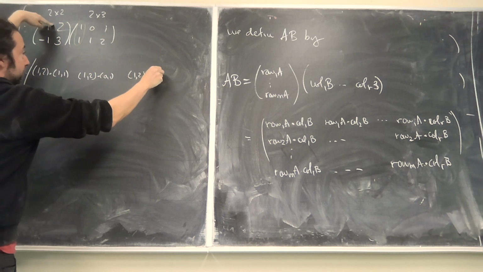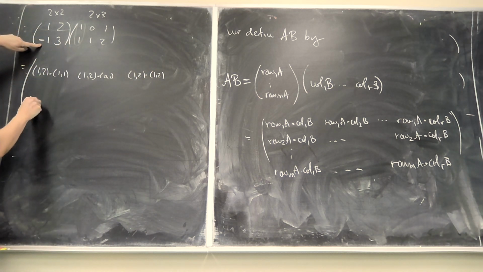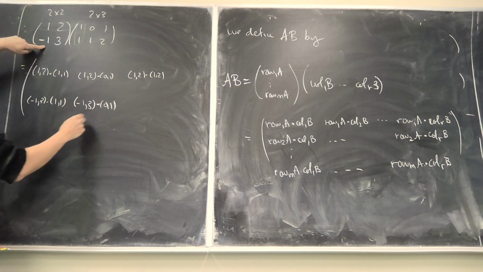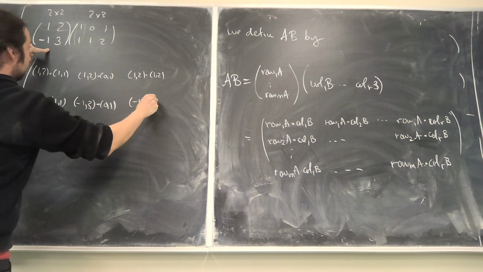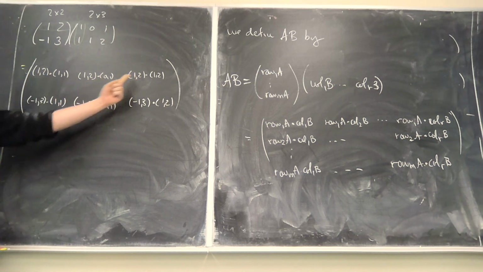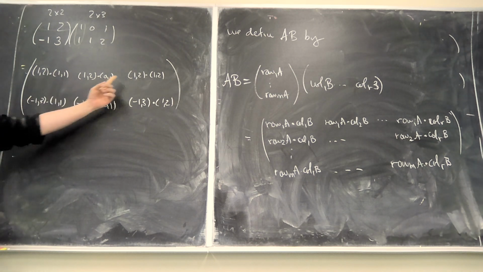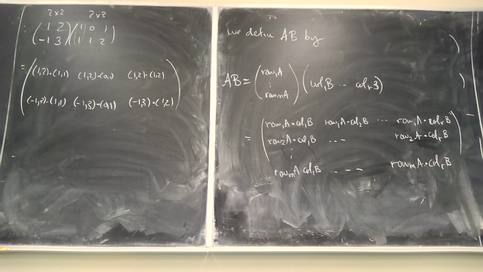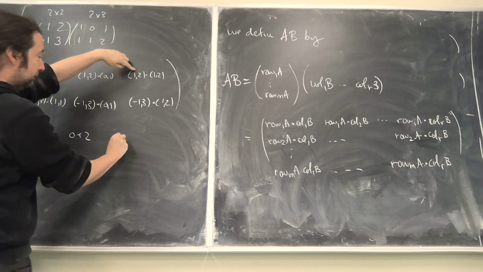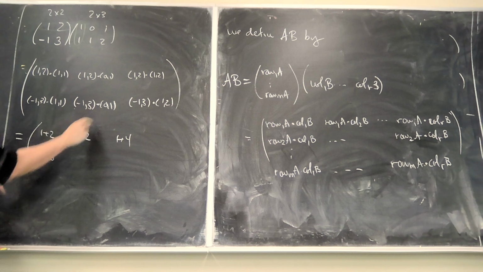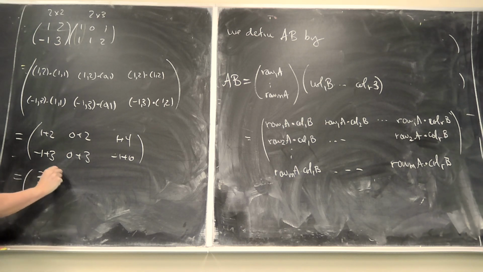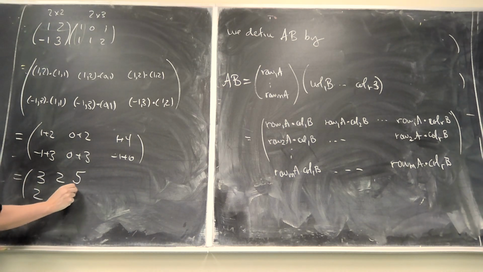(1, 2) dotted with (1, 2). Then second row times first column: (-1, 3) dotted with (1, 1). Second row, second column: (-1, 3) dotted with (0, 1). Second row, third column: (-1, 3) dotted with (1, 2). And you can see that in this dot product, this is all the first row of A, and this is all the second row of A, and these are the first, second, and third columns of the second matrix. So if you do that out, you get 1 plus 2, 0 plus 2, 1 plus 4, -1 plus 3, 0 plus 3, -1 plus 6, which is 3, 2, 5, 2, 3, 5.